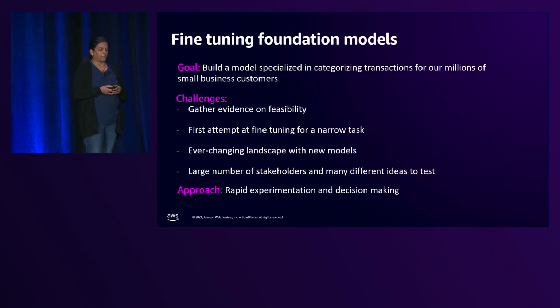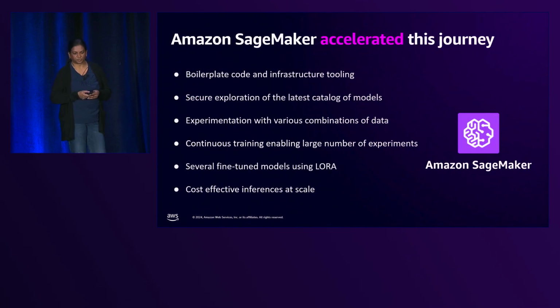Once we got confirmation that it was indeed the right approach, the next set of challenges was in keeping up with a variety of models emerging every other week, doing evaluations, narrowing down the models to fine-tune on. We also had a large number of stakeholders who needed to be updated and a large number of ideas to test. So it was important to move with velocity. So the team doubled down on the approach of rapid experimentation and fast decision making to systematically test out all the ideas, eliminate the ones which didn't show promise, and choose the best ones to further fine-tune.